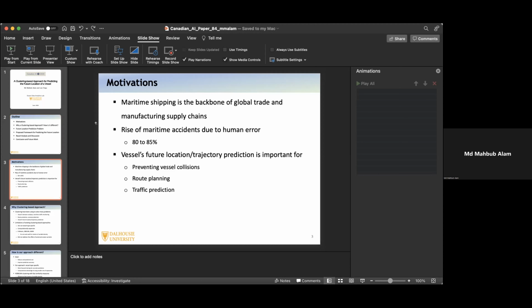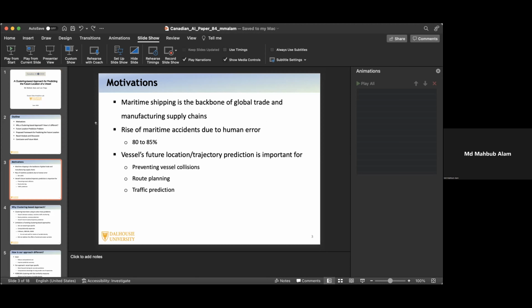So we already know from the previous presentation that maritime shipping is the backbone of global trade and manufacturing supply chains. More than 80% of global trade is currently conducted through maritime shipping. In addition to that, we also have passenger vessels, military vessels, and fishing vessels.